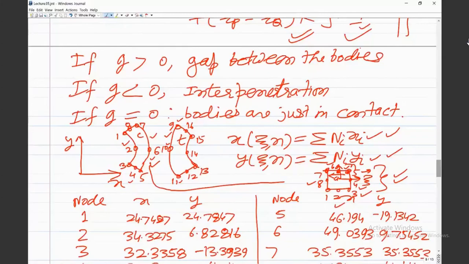So we will have to do this calculation for each point on the edge 567, right? Yeah, we have to do it for each point.